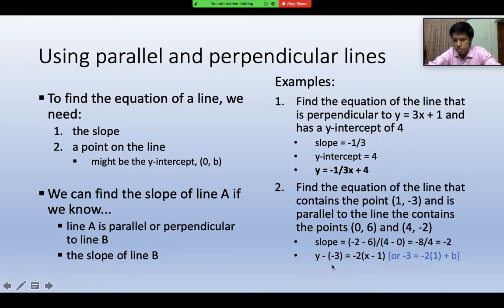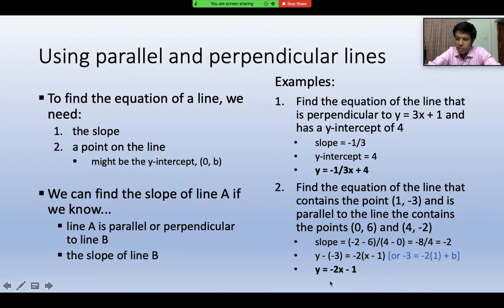And this form is very useful. y minus y1 equals m into x minus x1. Most of the cases we need this form to find out the equation of a line. So you better actually get to this point.